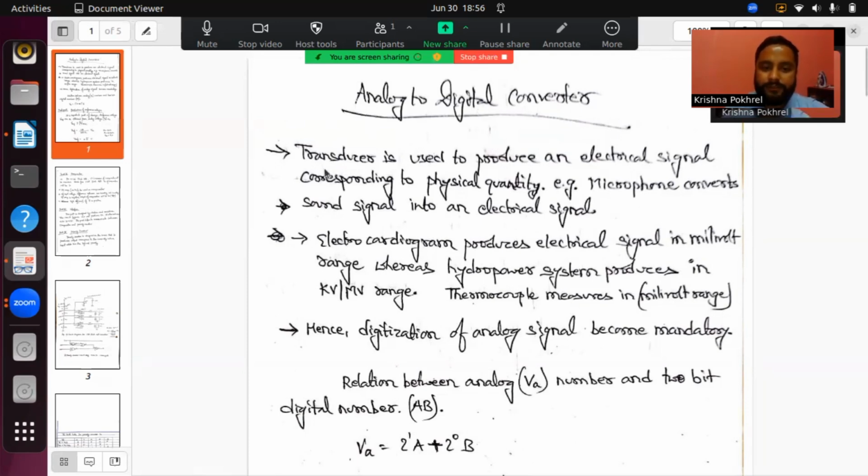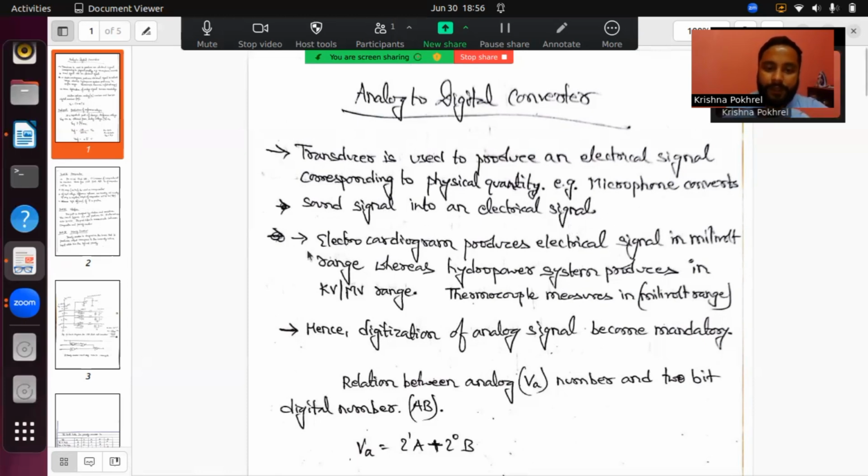Point one: a transducer is used to produce an electrical signal corresponding to a physical quantity. A transducer is a device which converts a physical quantity to an electrical signal. A physical quantity is something that can be measured, but not in the form of an electrical signal. But this transducer is a device which is used to convert a physical quantity to an electrical signal. Example, a microphone converts a sound signal to an electrical signal.